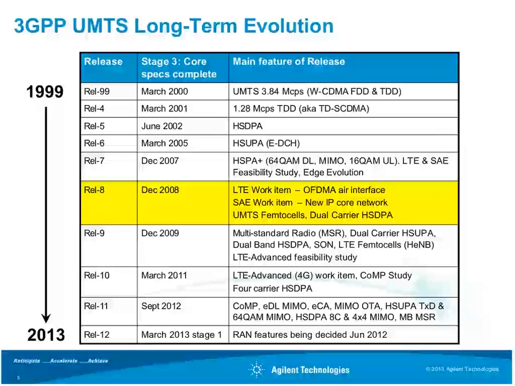So how does LTE fit in? Well, looking at this timeline of 3GPP releases, LTE is, as the name implies, really an evolution of technologies. UMTS actually started back in 2000 with Release 99 for WCDMA, and then it continued on through Release 7, where LTE was first discussed as a study item. And then in December of 2008 with Release 8, it was actually fixed as the first standard. Then there are the follow-on enhancements that further define LTE or evolve it into LTE Advanced.